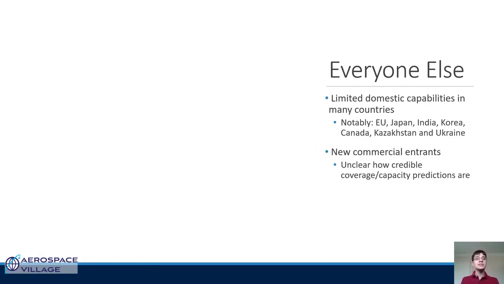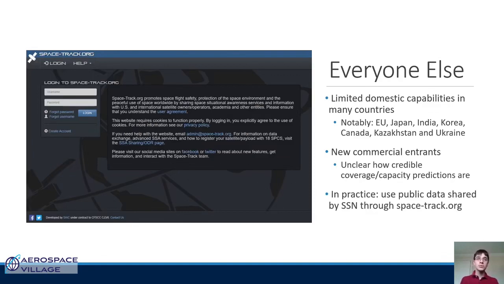In reality, though, today, if you run a satellite, chances are you get your SSA data through a website like spacetrack.org, or from someone who gets it from this website and then resells it to you. Spacetrack.org is a public website that's run by the US military, and anyone with an account can log in and get access to space situational awareness data that's pretty high quality, free of charge.